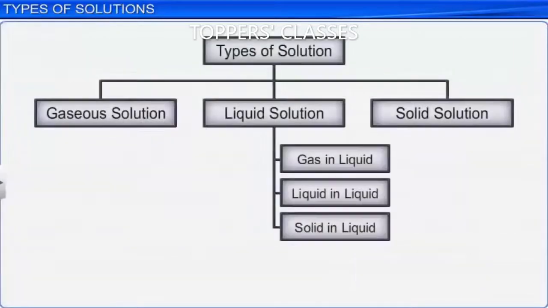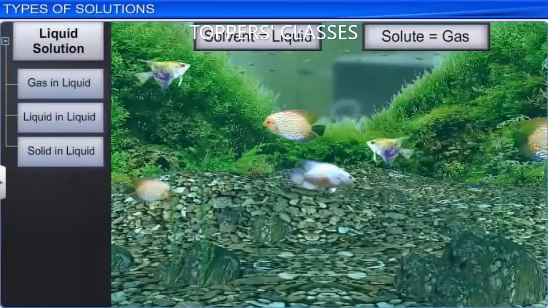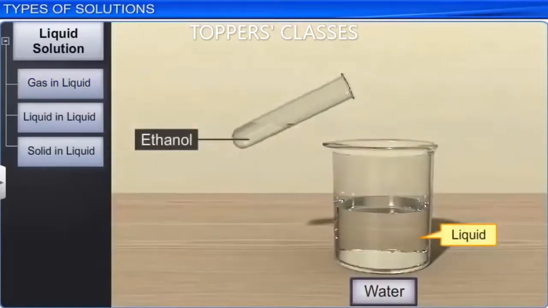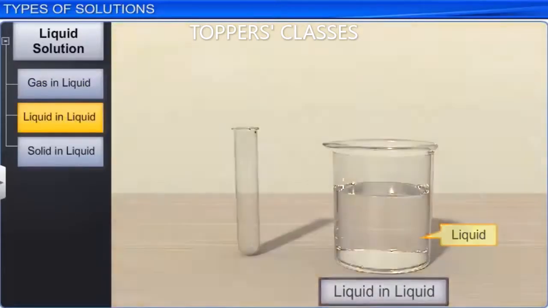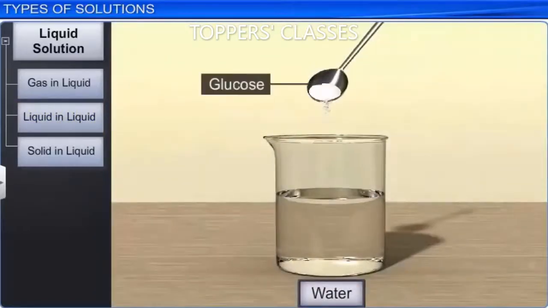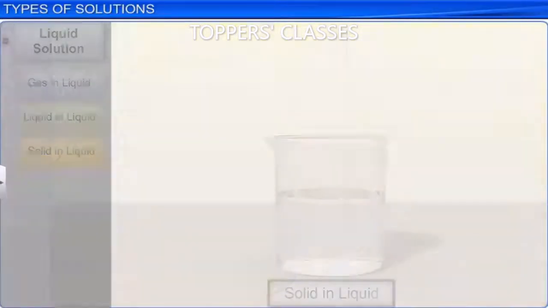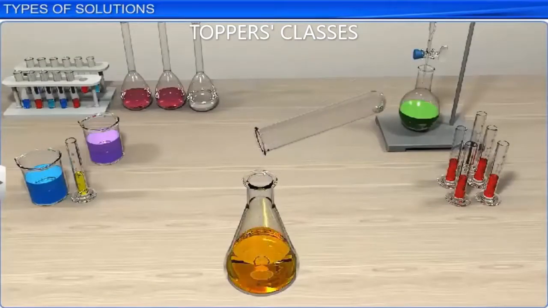A solution in which a liquid is the solvent and a gas, a liquid or a solid is the solute, is called a liquid solution. Oxygen dissolved in water is an example of gas in liquid type of solution. Ethanol dissolved in water is an example of liquid in liquid type of solution, while glucose dissolved in water is an example of solid in liquid type of solution. These liquid solutions occupy a special place in chemistry, as most chemical reactions take place in solution phase.